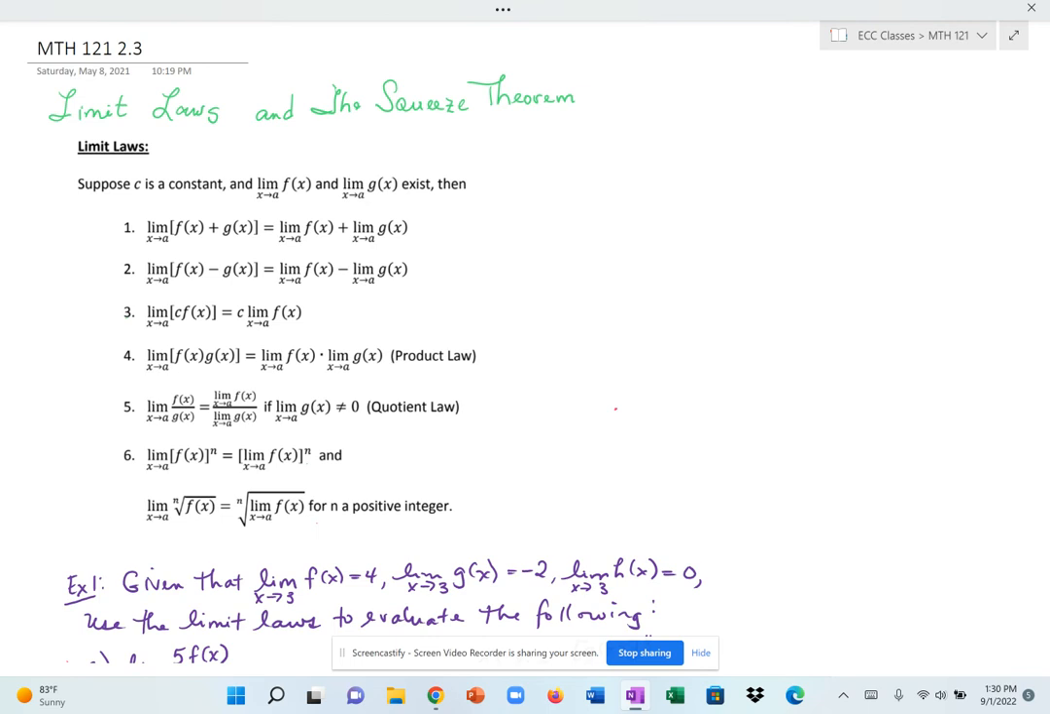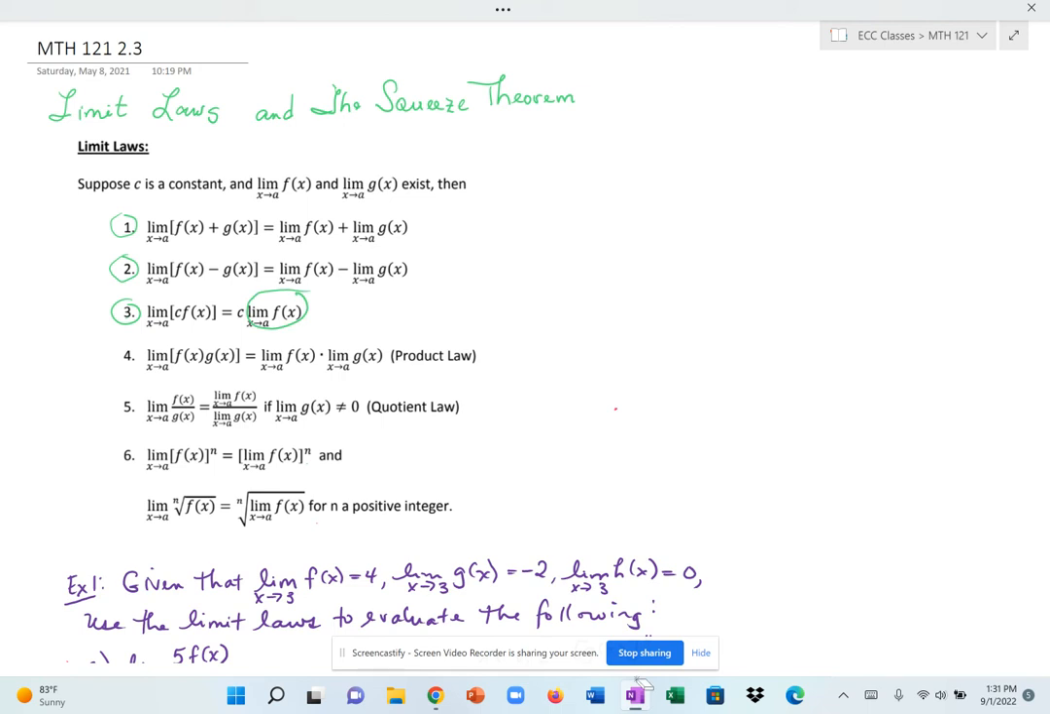The first limit law says that the limit of the sum of two functions is equivalent to the sum of the limits. The second one is related to the first one. It says that the limit of the difference of two functions is equal to the difference of the limits. Number 3 is used really often. It says that the limit of a constant times a function is equal to that constant times the limit of the function. So you could actually factor out that c, evaluate this limit, and then multiply by that constant.